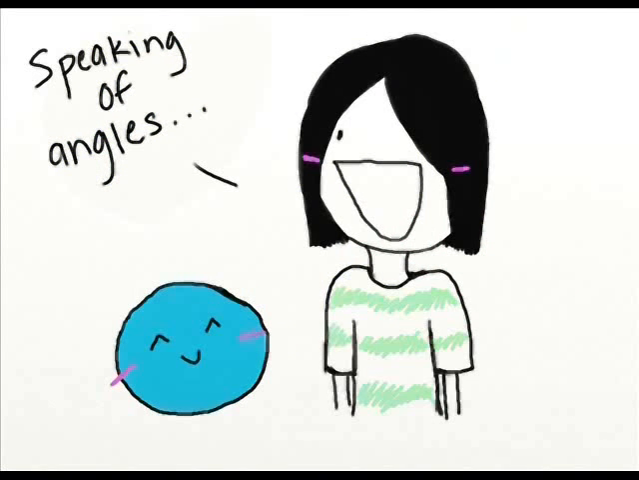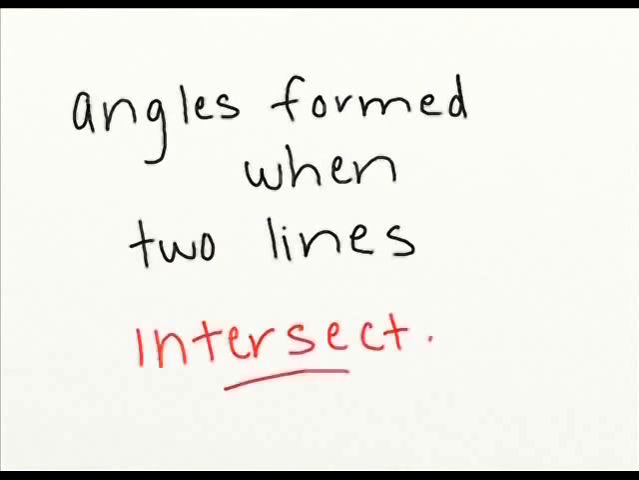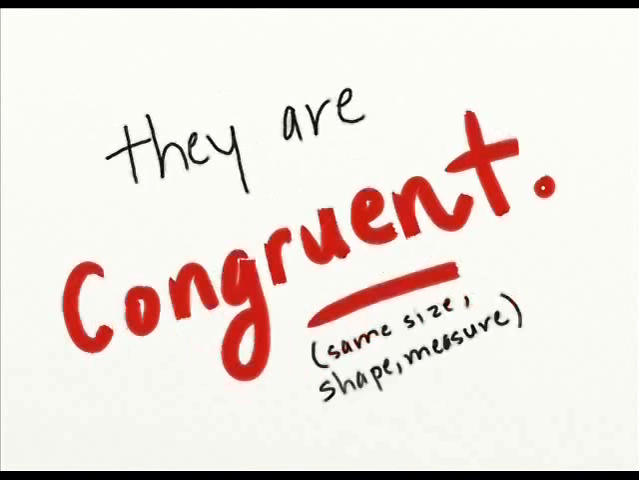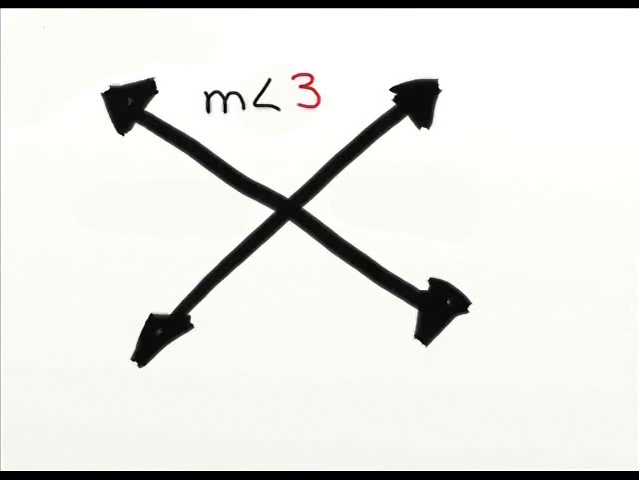And speaking of angles, vertical angles, they're angles formed when two lines intersect. They are congruent, which means they have the same size, shape, and measure. This means the measure of angle 1 equals the measure of angle 2. This also means the measure of angle 3 is equal to the measure of angle 4. So if this is a pair of vertical angles, and one of them equals 60 degrees, then the other has to equal 60 degrees too.